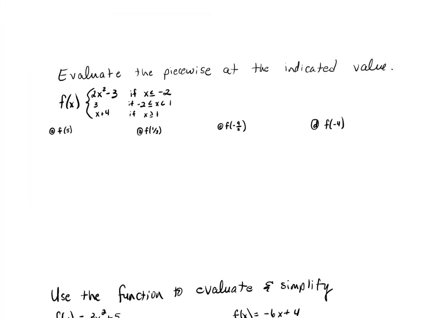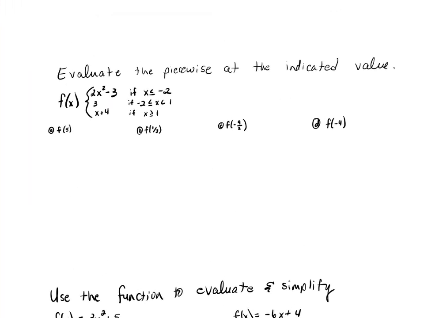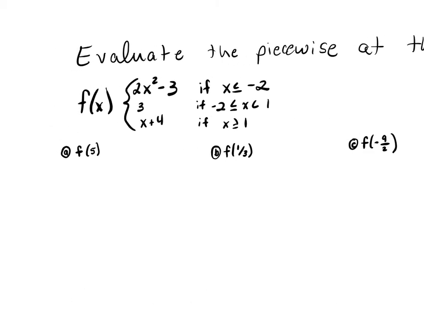For a recap from yesterday, we're evaluating these piecewise functions with the indicated value. So we have to just substitute in these values that are in parentheses into those inequalities to see which gives us a true statement. Then we use the expression to the left of that inequality and simplify. So our first one, we have f of 5. If we plug in 5 to each of these inequalities, we've got to see which one works. We plug it into the top one.